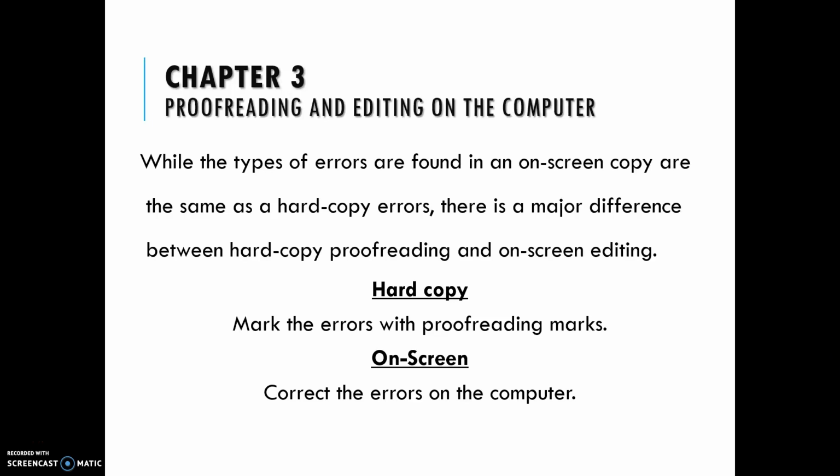Chapter 3: Proofreading and Editing on the Computer. While the types of errors found in an on-screen copy are the same as the hard copy errors, there is a major difference between hard copy proofreading and on-screen editing. On the hard copy, you mark the errors with the proofreading marks. On screen, you correct them directly on the computer.